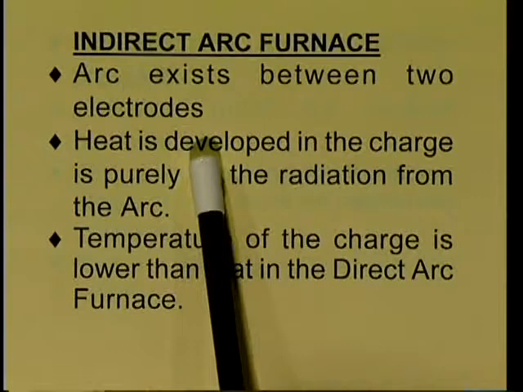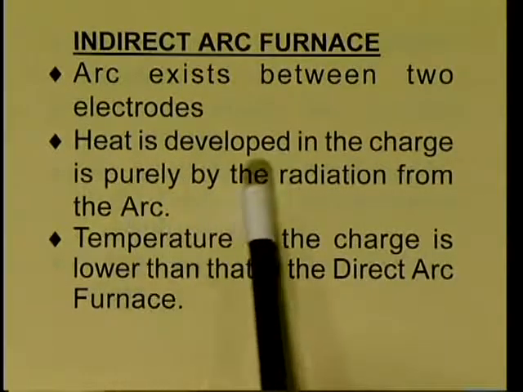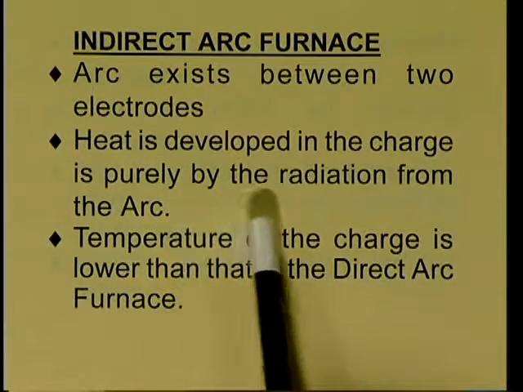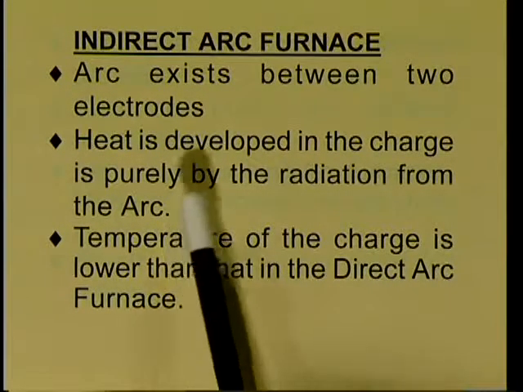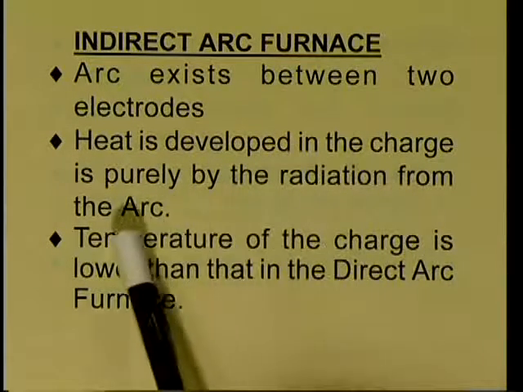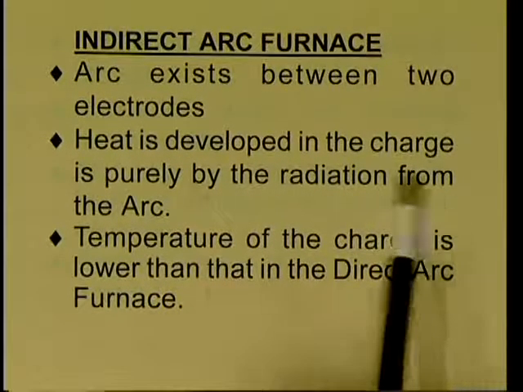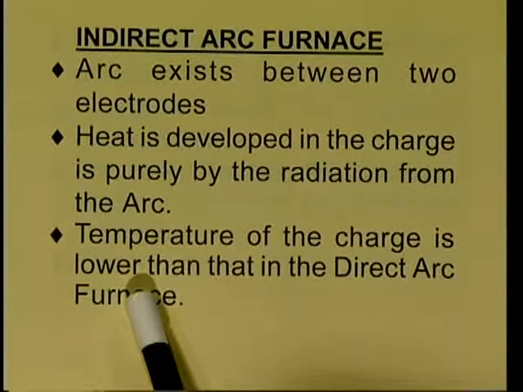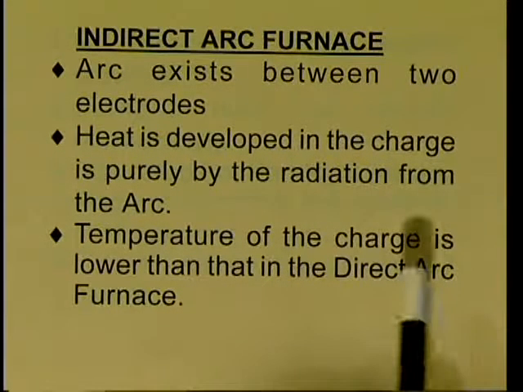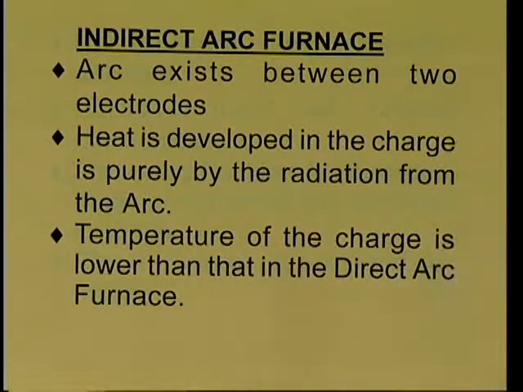So let us see some more points about the indirect arc furnaces. Arc exists between two electrodes. Heat developed in the charge is purely by radiation from the arc. Temperature of the charge is lower than that in the direct arc furnace.